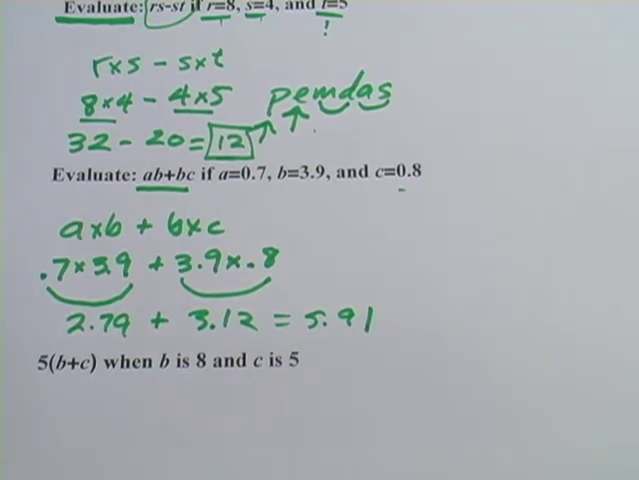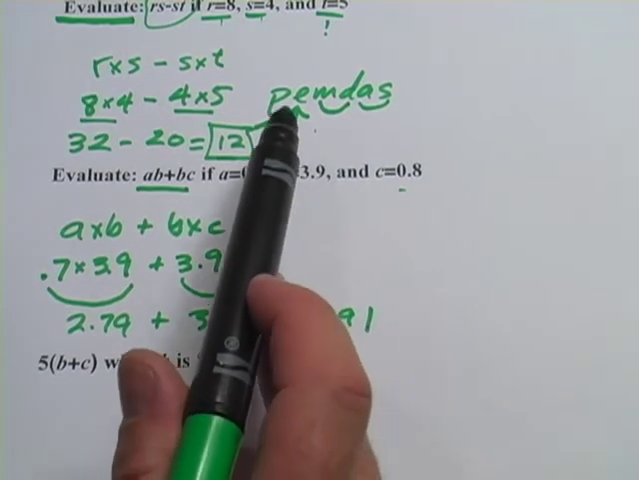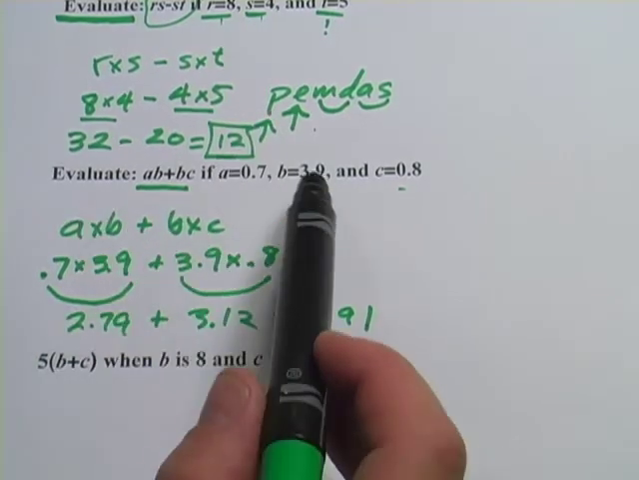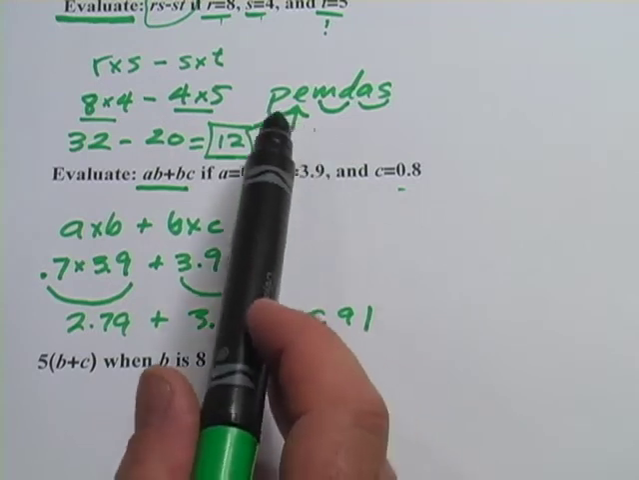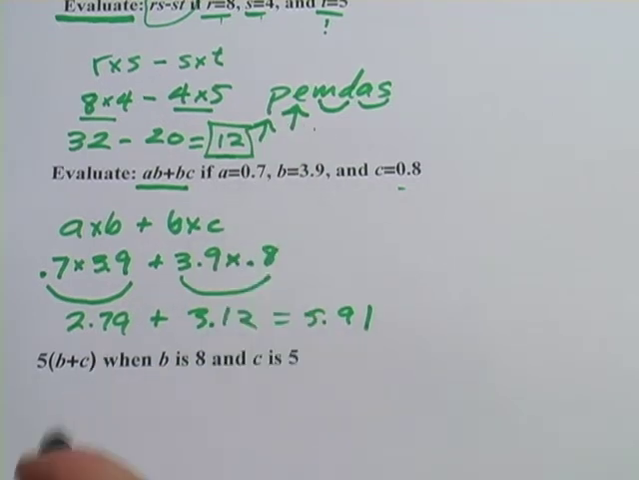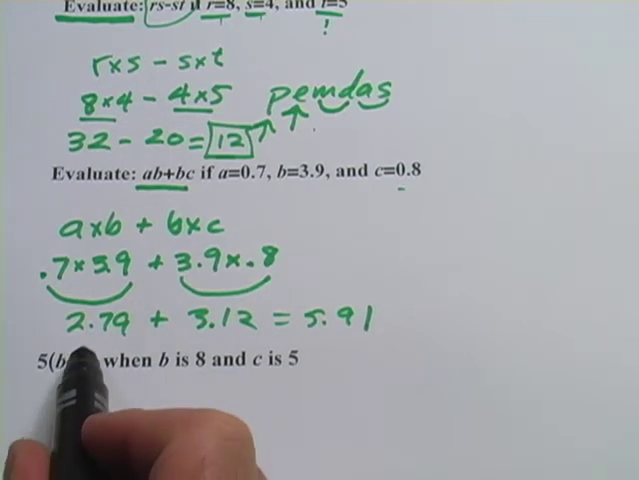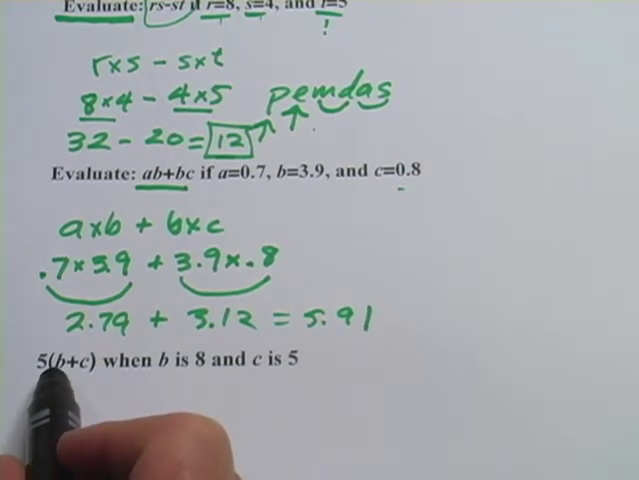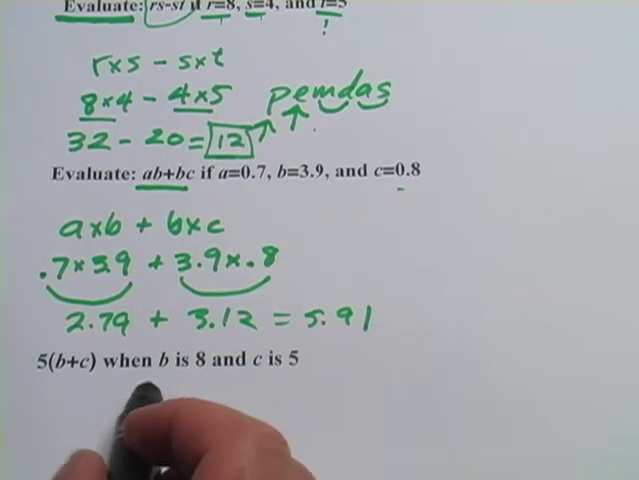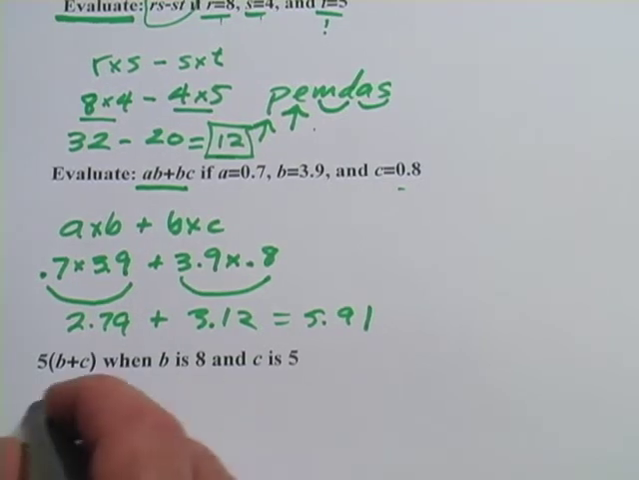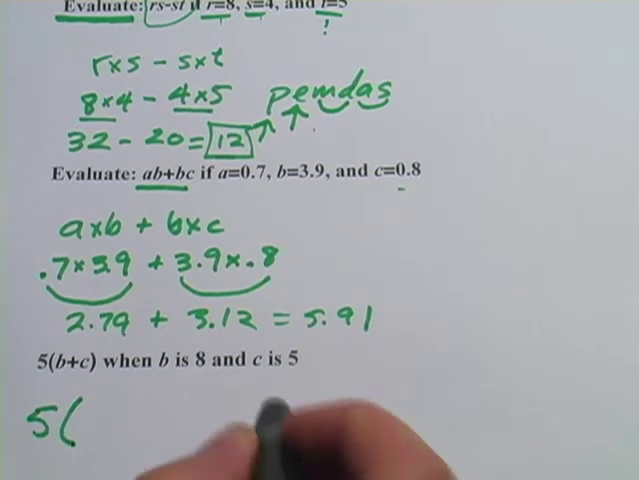All right, one more here. And this one has parentheses, and that's the P in PEMDAS. So you do the stuff that's inside the parentheses first. Well, we'll come back to that in a minute. Let's just try subbing in our numbers here. It says 5 times everything that's inside the parentheses, which is B plus C, when B is 8 and C is 5. So let's go ahead and do that.